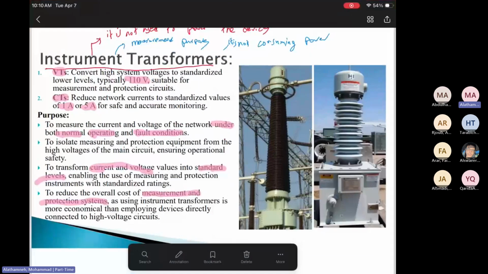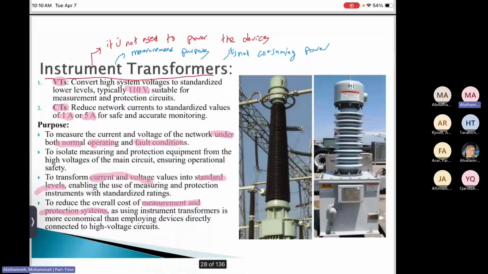Recording started. Okay, let's start on the instrument transformer. So the instrument transformer is basically not supposed to deliver power or to power up the devices. It's just used for measurement purposes. It's not consuming power.